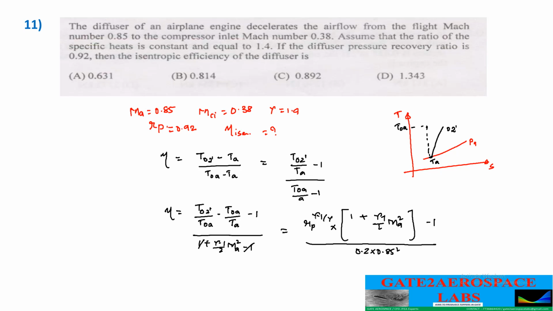If you put all these values, the Rp value we know is 0.92, the gamma value you know, and the MA value also we know is 0.85, then you get the value of efficiency as 0.8135, which is similar to our 0.814. So B will be my solution.